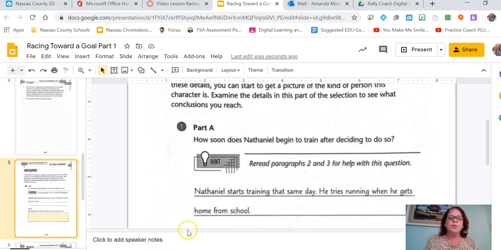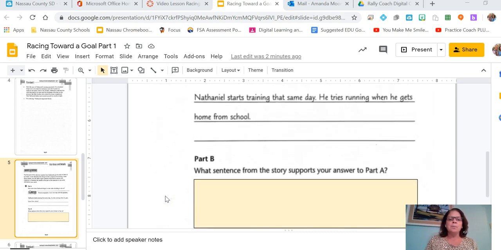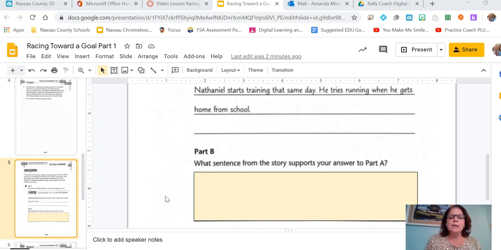Now they answered it for us. If you go back to paragraphs 2 and 3, you'll see that Nathaniel starts training that same day. He tries running when he gets home from school. So when he put his mind to it, he started training that same day, right when he got home from school. Part B, what sentence from the story supports your answer to part A? This is where we're going to cite text evidence, and it explicitly states when he decided training.